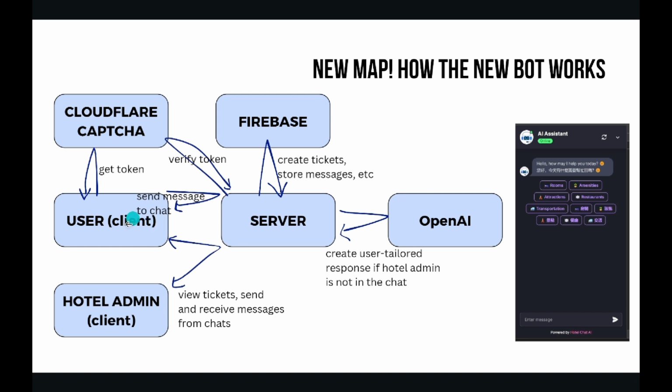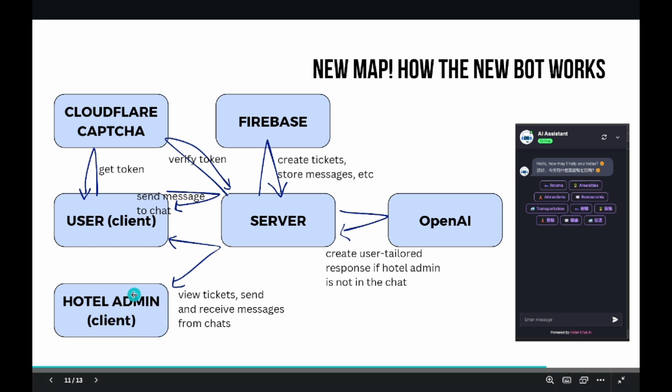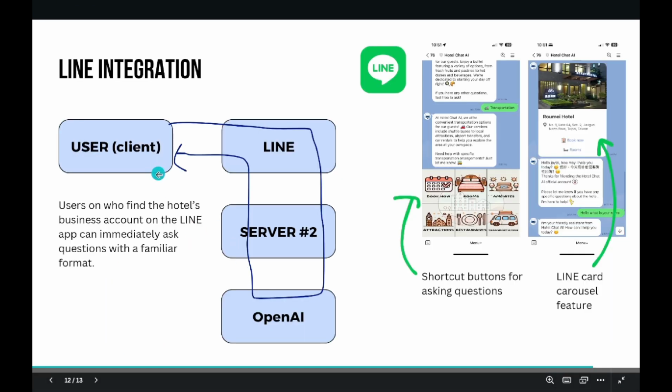Now, say the user creates a ticket because they need help. The bot can't answer their question. So when the user's ticket opening request is sent to the server, the server responds that the ticket has been created to the user and the hotel admin. Now, if the hotel admin wants to reply with a solution, their message goes to the server, which then pops back to the user. And then lastly, we also added Line integration.